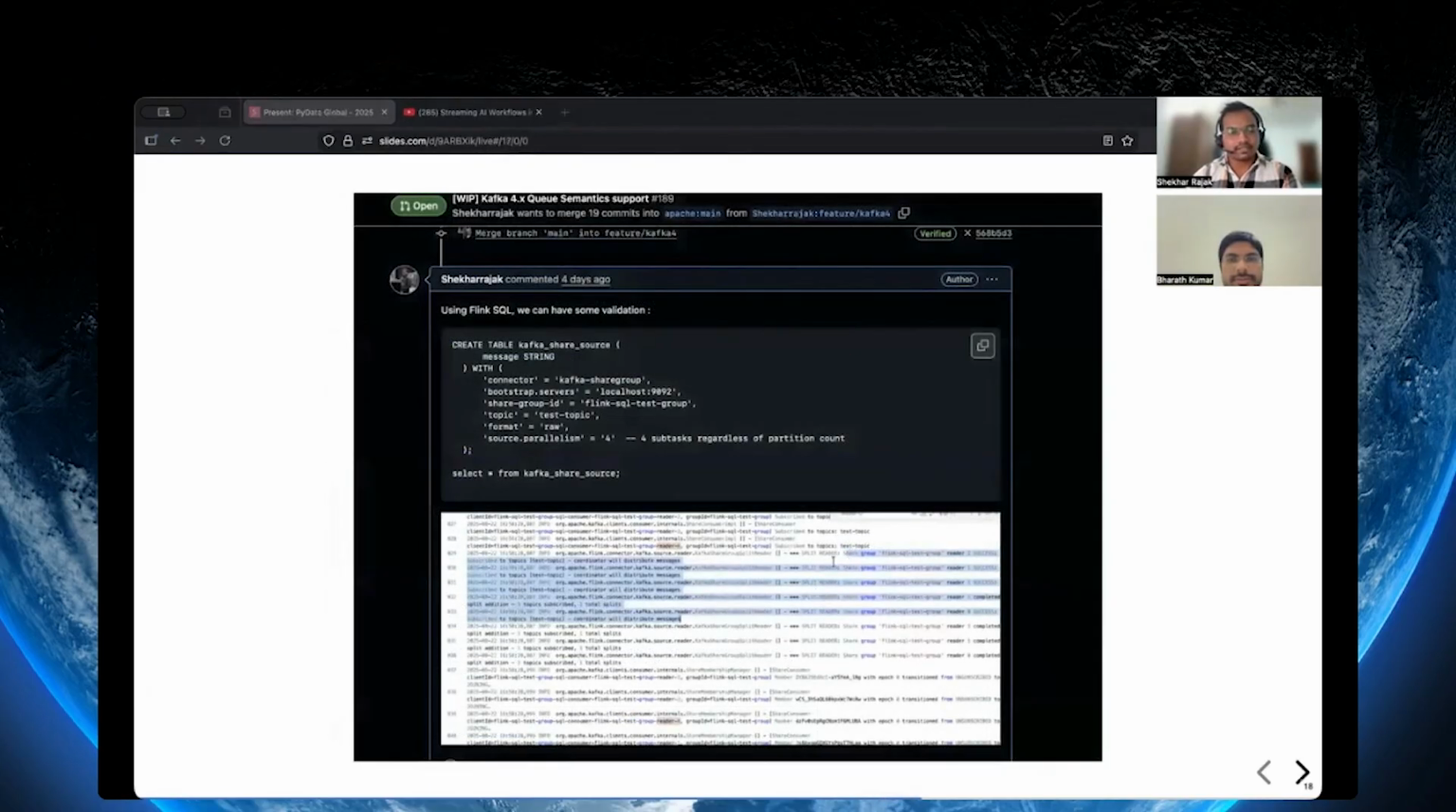Some of the comments show how the overall consumption will look through Flink SQL. But I will also show you how we can do Kafka share group consumption through the Python API. As you can see, it mainly needs these configurations: the share group ID, the topic, and the parallelism we want. Then we should be able to read records with higher throughput.